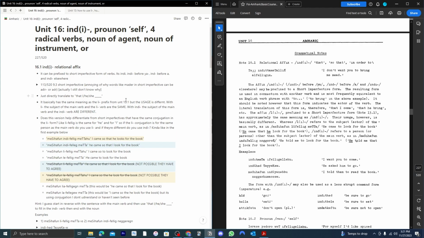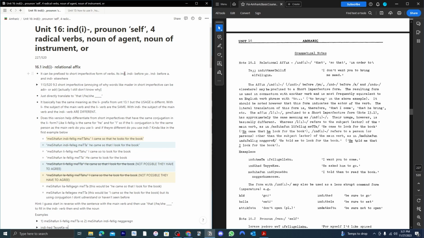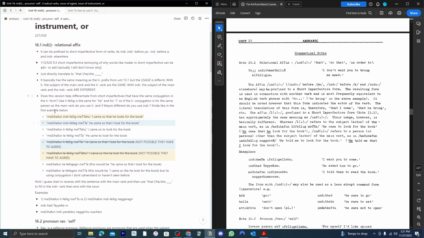This inde comes before the short imperfective. It has short imperfective notes here. Inde before ya, inde before a, and inde elsewhere. Basically, I would just translate the word to that, I, he, she, whatever, blanks. Basically, the same meaning as from chapter 13, like I was saying, but the usage is different. I think it even says here, the resulting form, it should be noted, has approximately the same meaning as inde, but it's basically different. You use it for when the two people in the sentence are not the same person doing the actions. So I came here to try and show that.